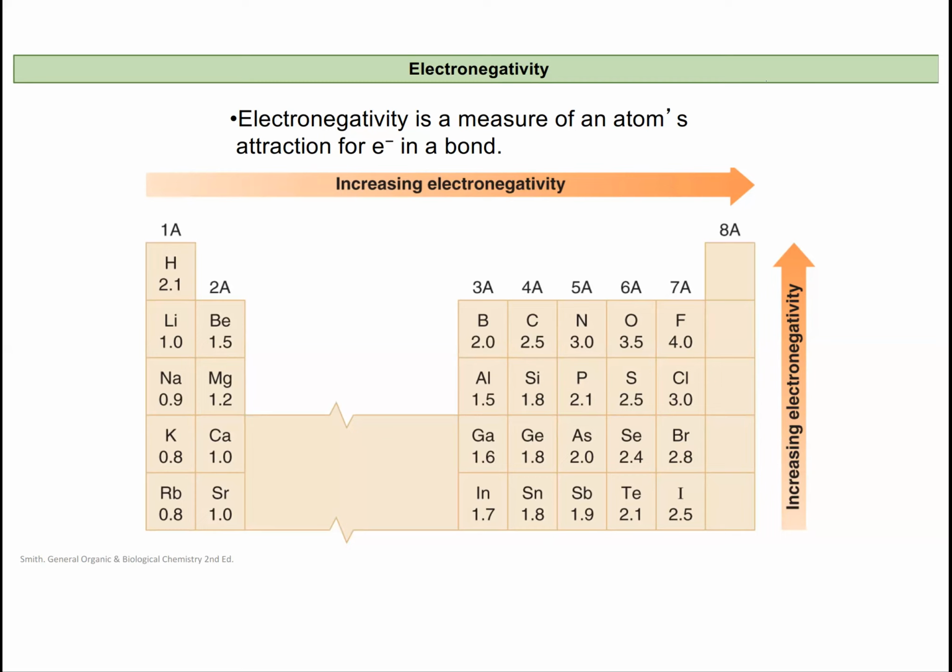I'm going to introduce a new periodic trend. It's kind of similar to ionization energy, and it's called electronegativity. It's a measure of an atom's attraction for an electron. I kind of think of it as the opposite of ionization energy, or similar to it.